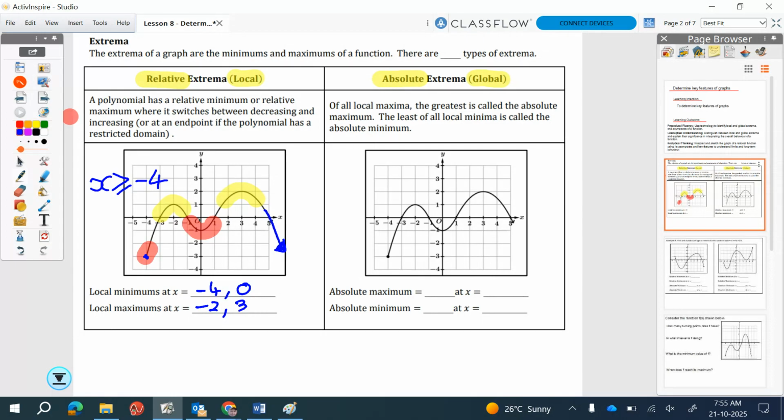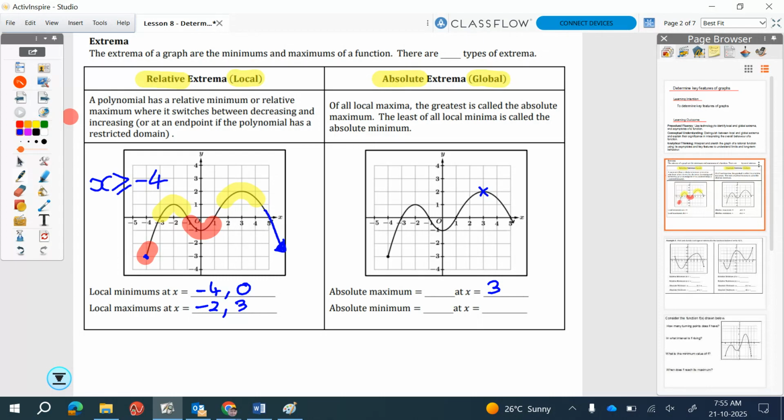Now the idea of a global extreme point: this is the one local point which is smaller than all the others, or the one local point which is larger than all the others. So the global maximum is the one local value which is larger than all others. What would that one be? So here at x equals 3, we have our local maximum. So the absolute maximum, the global maximum, is at x equals 3.